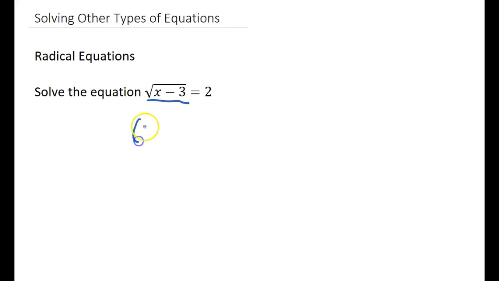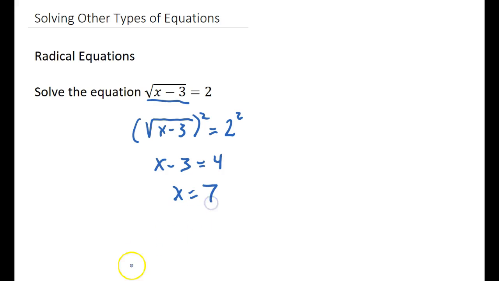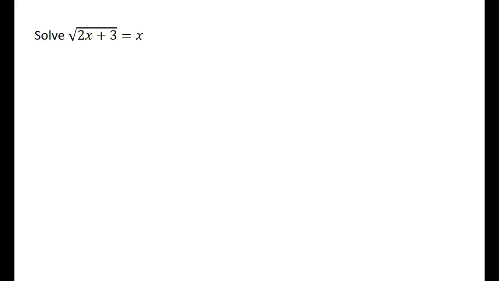So I'm going to square both sides. And the key word is sides. I'm not squaring individual terms, I'm squaring each side of the equation. So when I square the square root of x minus 3, I get x minus 3. And when I square 2, I get 4. So x equals 7.